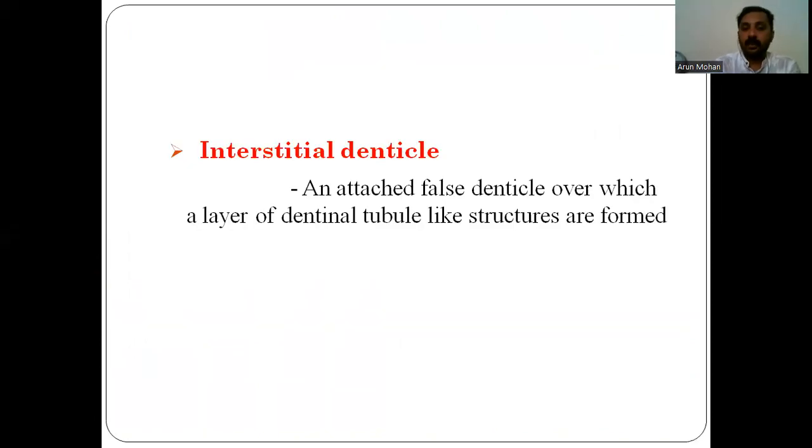So there's a third type known as interstitial denticle, which is an attached false denticle. It's not embedded yet, but it's an attached false denticle over which a layer of dental tubule-like structures are found.